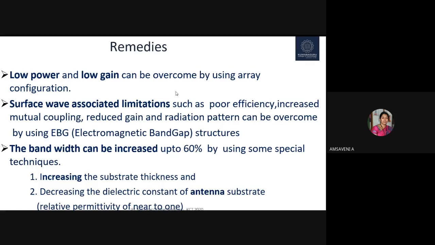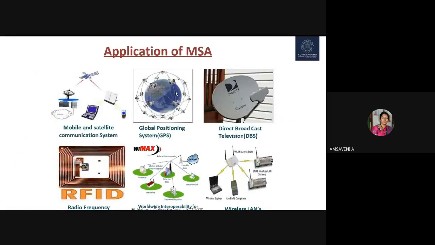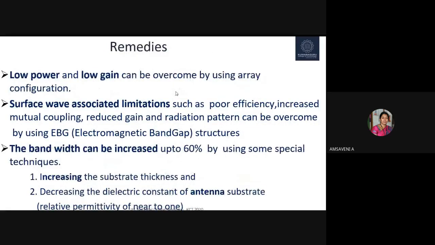And surface wave associated limitations are there, such as poor efficiency, increased mutual coupling, reduced gain, and you may not get the desired pattern. So this can be overcome by using electromagnetic band gap structures, EBG materials. EBG based antennas are preferred in microstrip antennas.